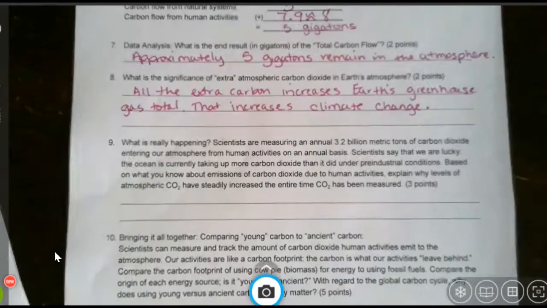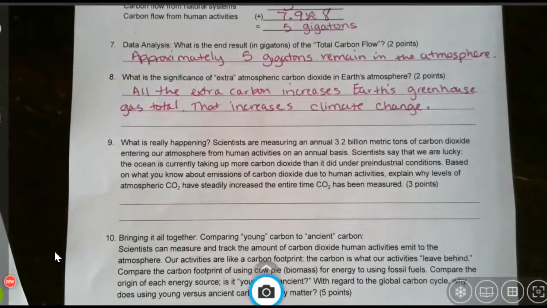So what's really happening? Scientists are measuring an annual 3.2 billion metric tons of carbon dioxide entering our atmosphere from human activities on an annual basis. Scientists say that we're lucky. The ocean is currently taking up more carbon dioxide than it did under pre-industrial conditions. Based on what you know about the emissions of carbon dioxide due to human activities, explain why levels of atmospheric carbon dioxide have steadily increased the entire time carbon dioxide has been measured.